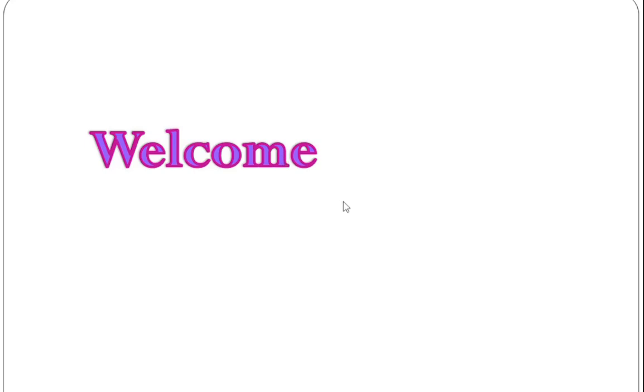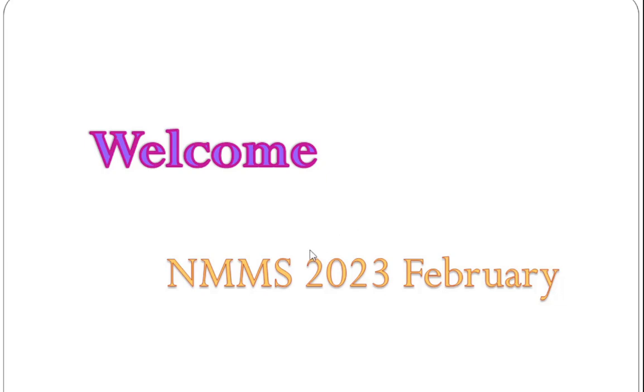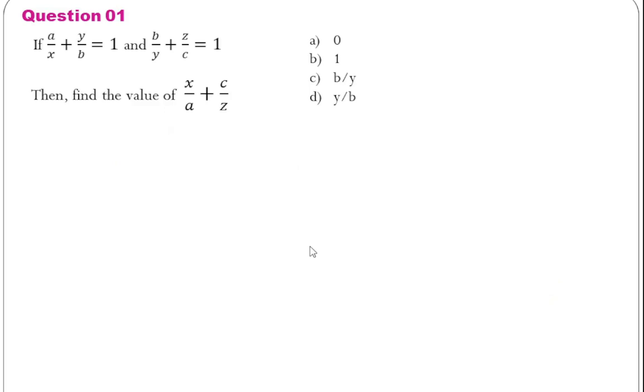Welcome to the problems present in the NMMS 2023 February question paper. Question number 1: if a by x plus y by b and b by y plus z by c equal to 1, we have to find the value of x by a plus c by z.